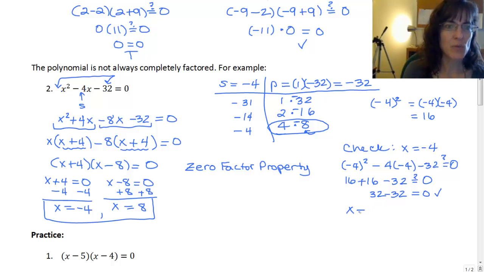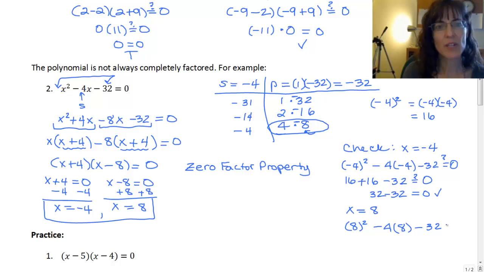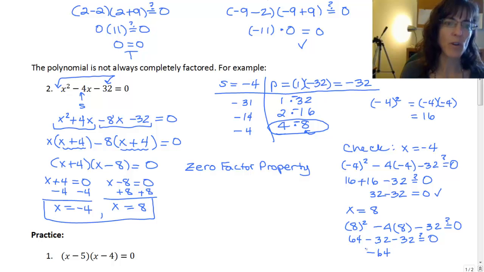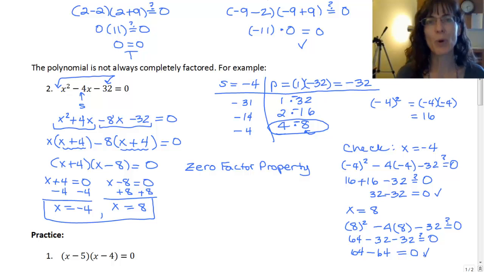Now I want to check the next one, which is x equals 8. So instead of the x, I put in an 8, and I'm squaring it. Minus 4 times 8 minus 32, is that equal to 0? 8 squared is 64. Negative 4 times 8 will be negative 32 minus 32, checking if it's equal to 0. And negative 32 minus 32, that's just negative 64. And so I can see now positive 64 plus negative 64 definitely gives me 0. So both of those answers check.